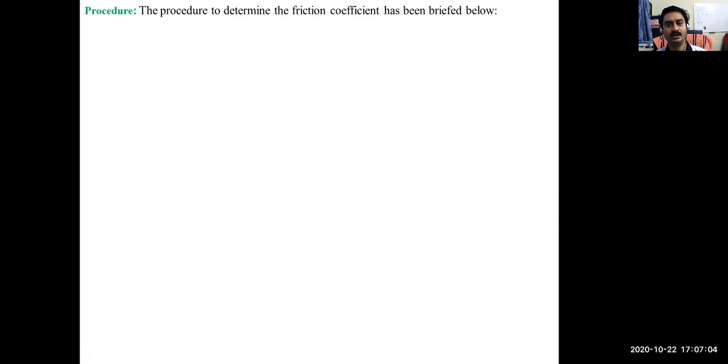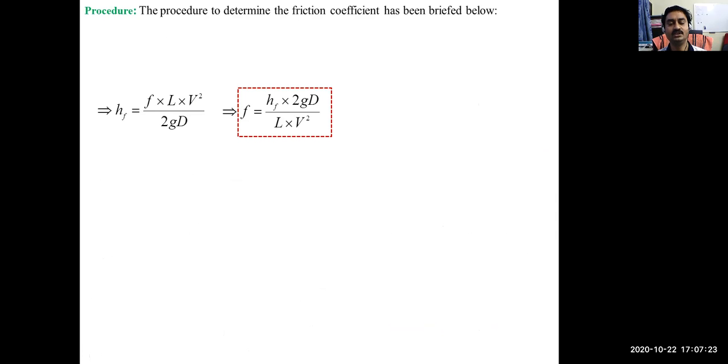Let me directly tell you that our purpose is this equation: HF is equal to FLV square by 2GD, and we want to calculate this F. F is my friction factor, or Darcy's friction factor. F is equal to HF 2GD divided by LV square. If you look at this equation, I'll discuss the terms one by one.